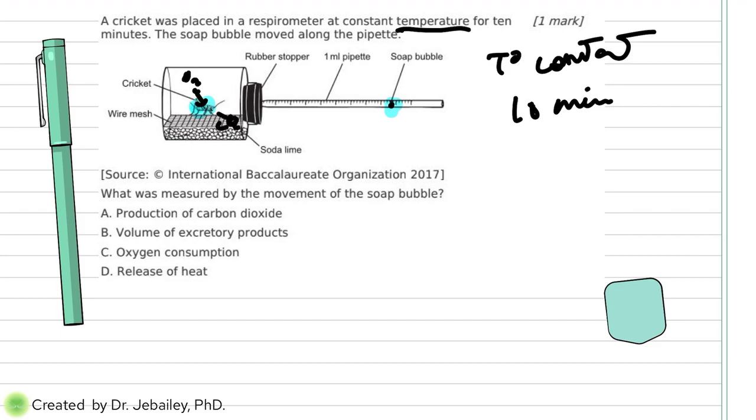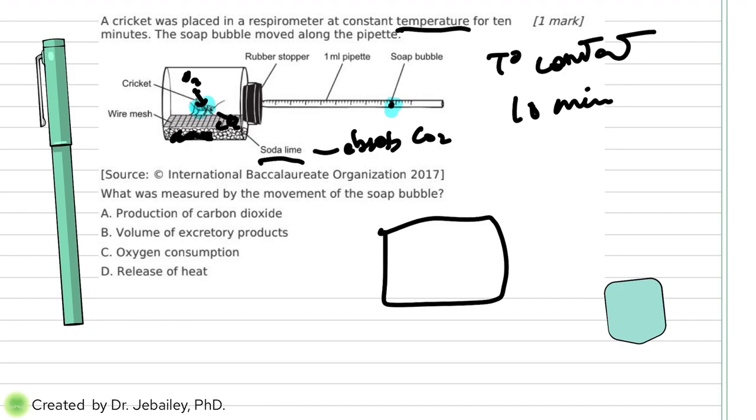And where is the CO2 going? CO2 is going to the soda lime right here. It's being absorbed, because what does the soda lime do? It absorbs CO2. So imagine there's a box, and imagine there is a lot of oxygen. These dots are all oxygen, okay? And you have the little cricket that I'm going to mark in black. And then here under him you have something that absorbs the CO2.